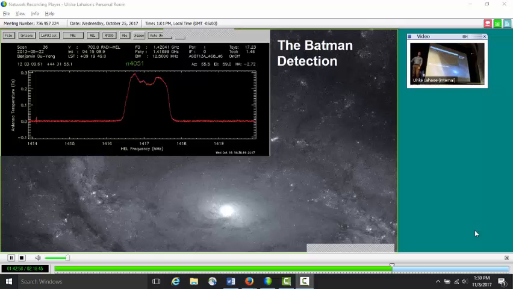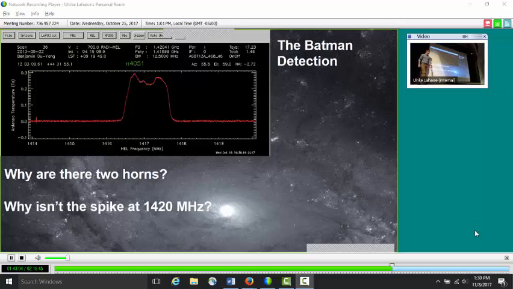So, if I saw this for the first time, I'd have a couple of questions. Namely, why are there two horns? Why does it look like Batman? Not just the fact that it's cool. Why does it look like that? Why isn't the spike centered at 1420 megahertz? You see that the center of this thing is at about 1417? Why would I lie to you? We're all friends here. And why is it fat? So, let me get into why all this stuff goes on.